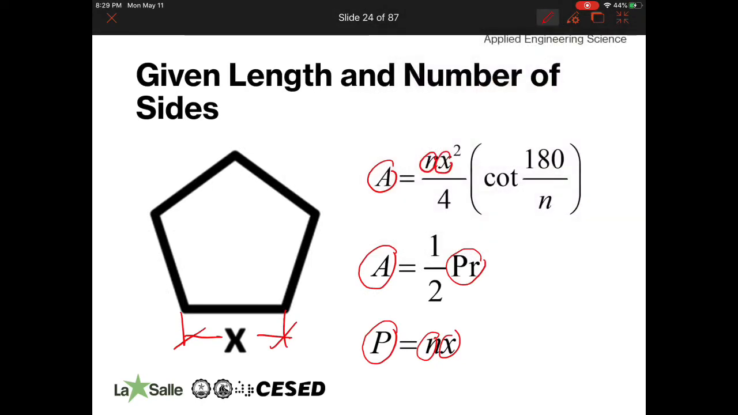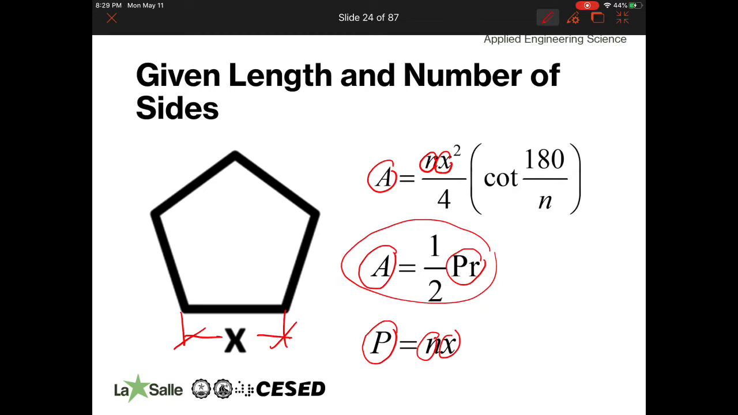Alright, I'm just gonna go back here sa second formula we have, which is 1/2 PR. For this, this is the area of the regular polygon na makukuha natin using this formula, defined as 1/2 the product of its apothem and its perimeter is the area. So we just have to recall what apothem is.